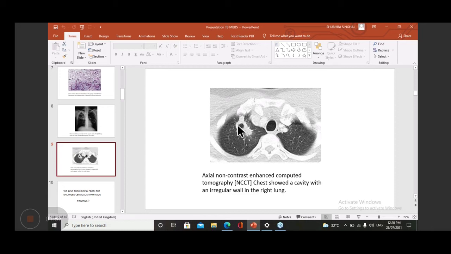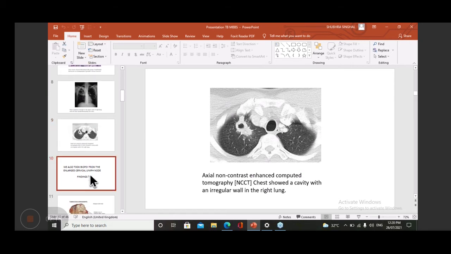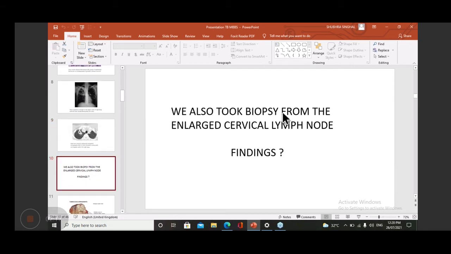Then we also did an NCCT. Why? Because we had this cavity, for confirmation of this fibrocavitatory lesion, a large cavity was there. So to confirm this lesion, we did an NCCT chest which showed a cavity with an irregular wall in the right lung. This is the pulmonary window of NCCT chest, right? Then for confirmation, we also took biopsy from this enlarged cervical lymph node. What will we get?